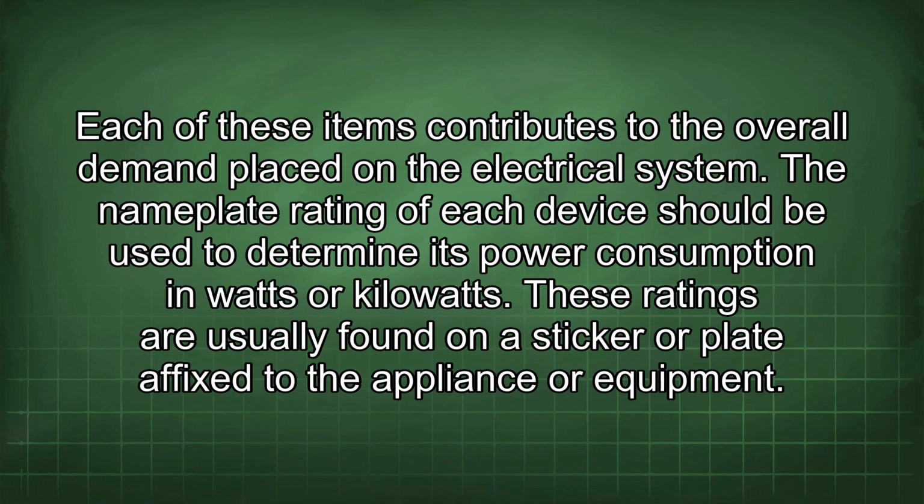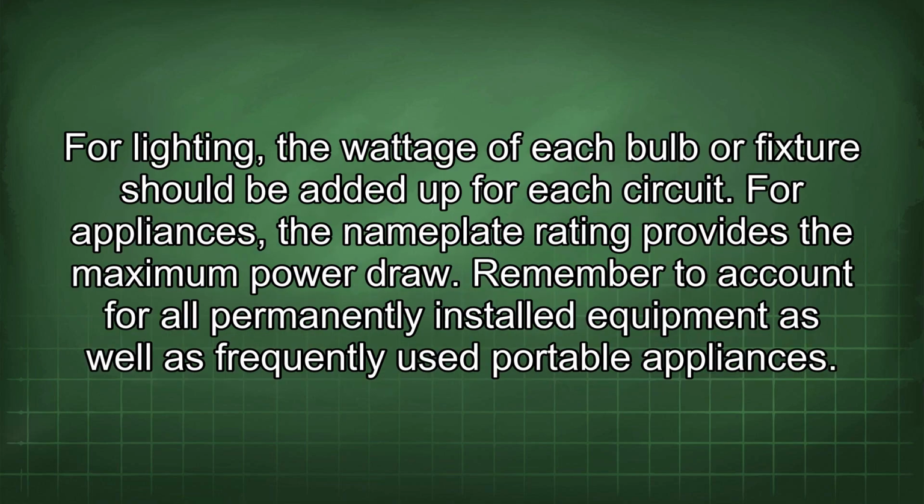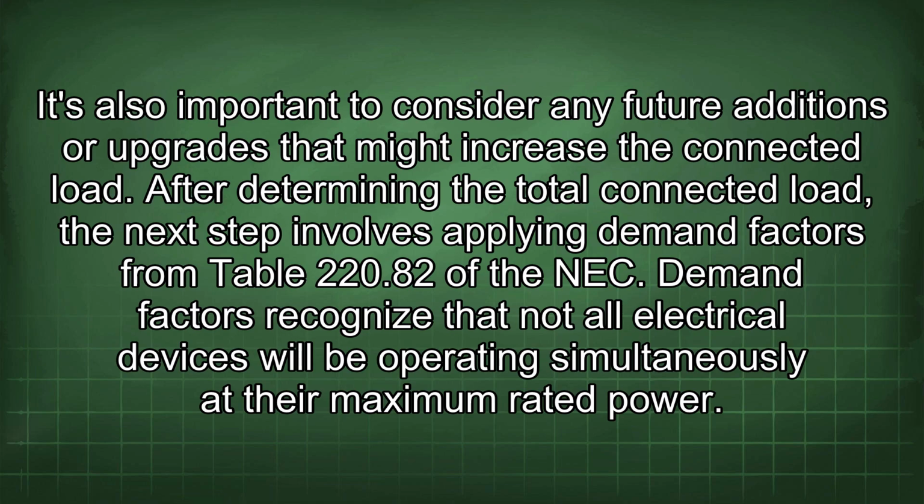The nameplate rating of each device should be used to determine its power consumption in watts or kilowatts. These ratings are usually found on a sticker or plate fixed to the appliance or equipment. For lighting, the wattage of each bulb or fixture should be added up for each circuit. For appliances, the nameplate rating provides the maximum power draw. Remember to account for all permanently installed equipment as well as frequently used portable appliances. It's also important to consider any future additions or upgrades that might increase the connected load.